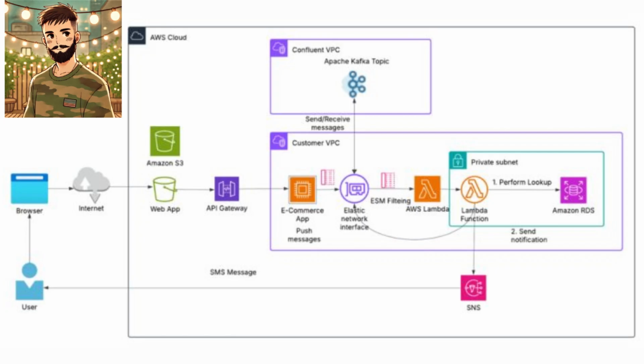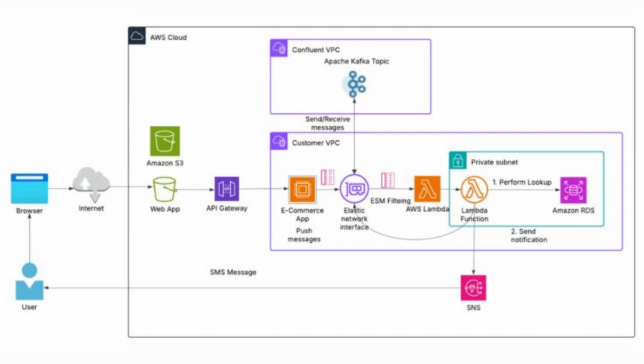The messages are filtered or transformed via the ENI and ESM filtering. An AWS Lambda function is triggered. The Lambda function looks up data from an Amazon RDS instance within a private subnet. Based on the lookup, the Lambda function sends a notification via SNS, which is delivered as an SMS message to the user. The e-commerce app also sends and receives messages to an Apache Kafka topic in the Confluent VPC.